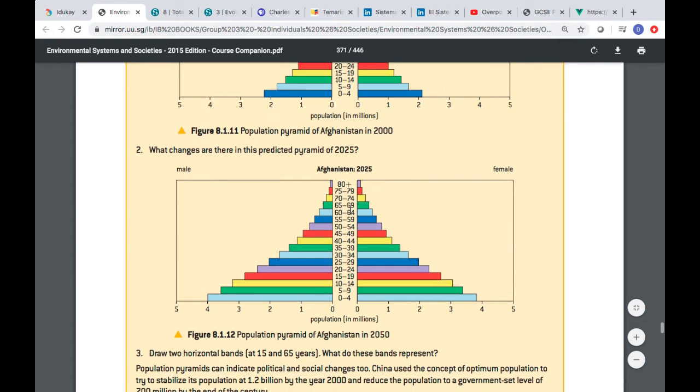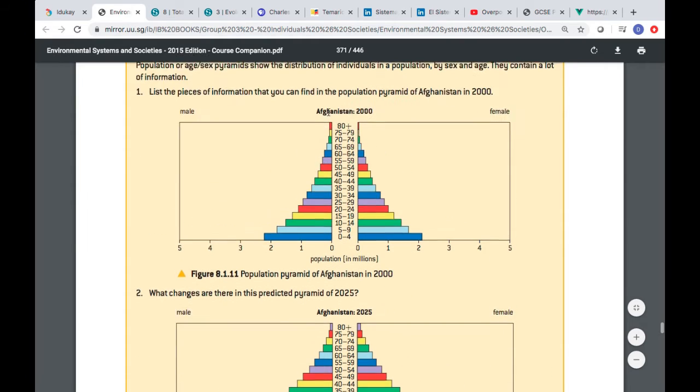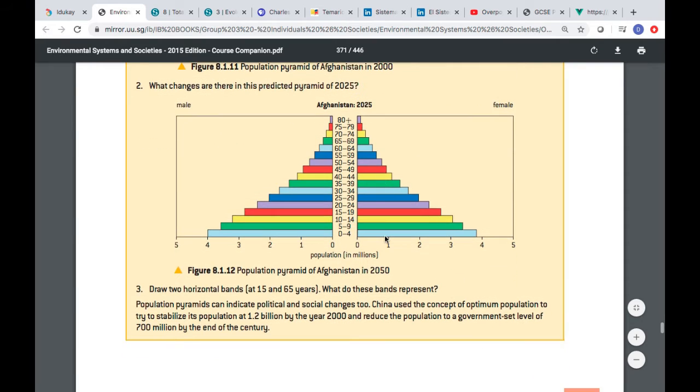Okay, what is the prediction for 2025? We are going to have like 3.8 or 9 million female from 0 to 4 and a population of 4 million young kids from 0 to 4, and that is how you can analyze every single thing about this. Okay, as you can see here, for example, we have fewer male than female people here.